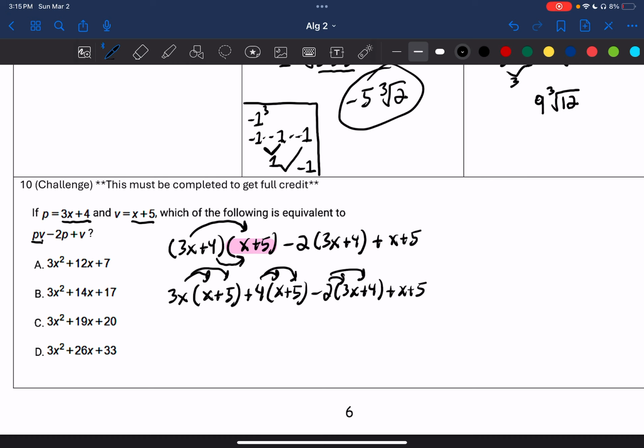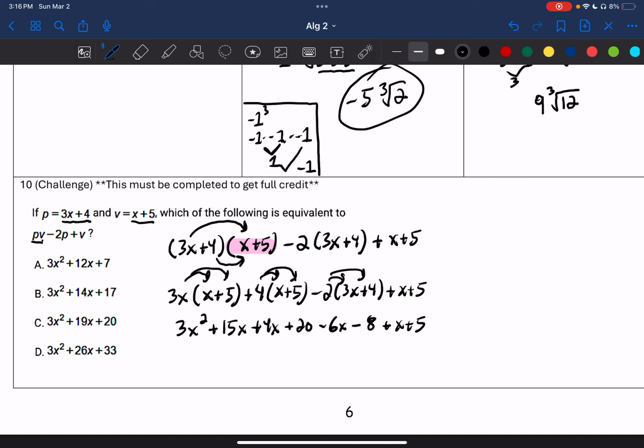So 3x times x, 3x squared. 3x times 5, well, that's plus 15x. 4 times x, that's plus 4x. 4 times 5, that's plus 20. Minus 2 times 3x, that's minus 6x. Minus 2 times a positive 4 would be minus 8. And then plus x plus 5.